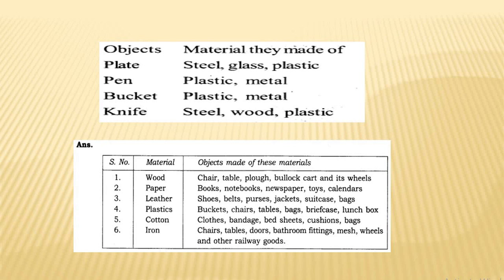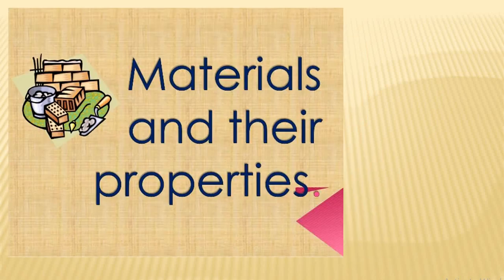So, dear students, we have understood very well how we are going to see the objects and the materials they are made of. So we have completed NCERT table 4.1 and 4.2. Now we will be studying materials and their properties. This is the main topic on which we have to focus. So let us start it. Materials and their properties.